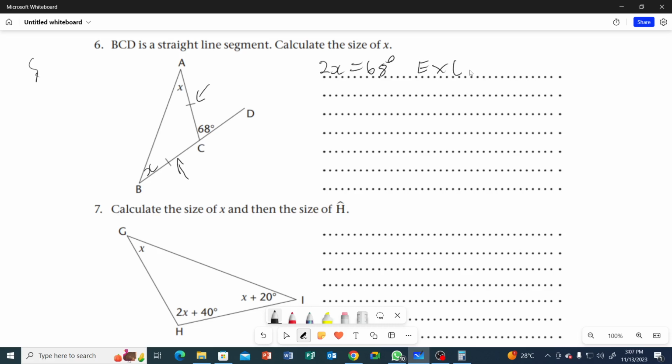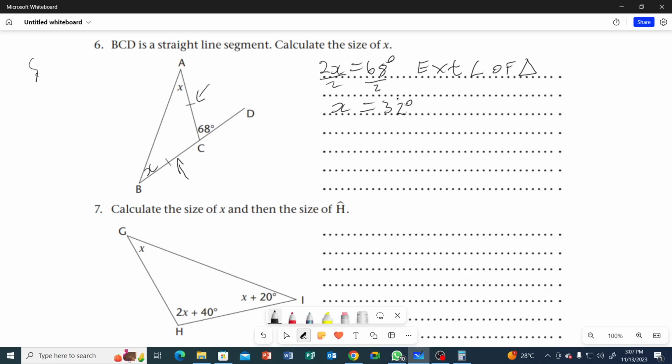Exterior angle of a triangle. Now that we know that the sum of the two x is equal to 68, what is the value of x? You need to divide by 2, so that you can get the value of x, and your x will be equal to 32 degrees. Now for every statement, there must be a reason.